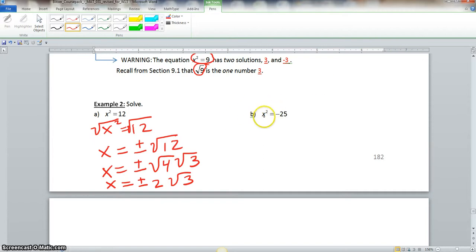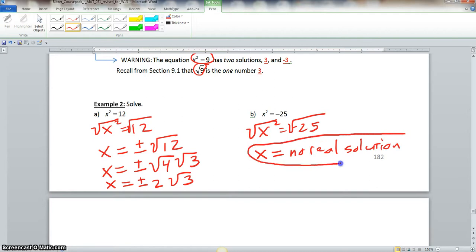Now we go here to the next one. We have x squared equals negative 25. So we have x squared equals negative 25. We would take the square root of both sides. The square root of x squared is x. And you know we cannot take the square root of a negative number. So our final answer here is no real solution.